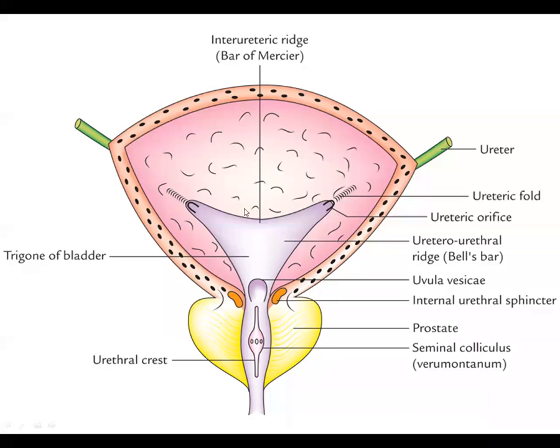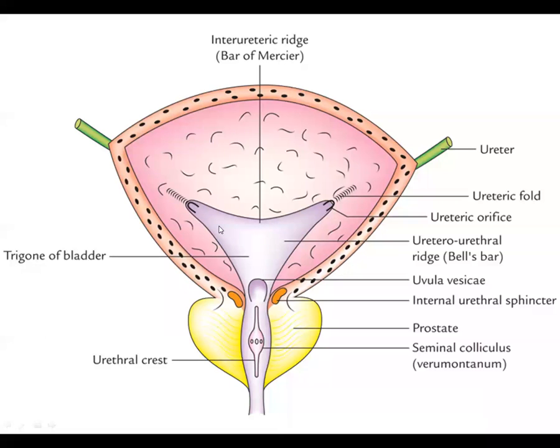Okay. So when we take a section of the urinary bladder and we see the interior, we can see there are a lot of mucosal folds, but a small triangle which is smooth and doesn't show any fold, and that is called the trigone of urinary bladder. This can also be asked in your MCQs. What is the trigone and what forms the 3 points of this triangle?